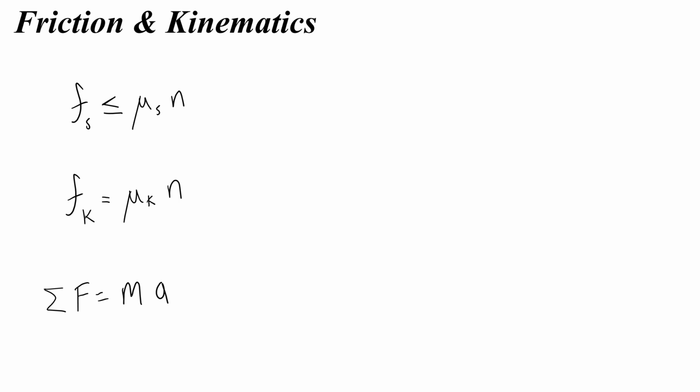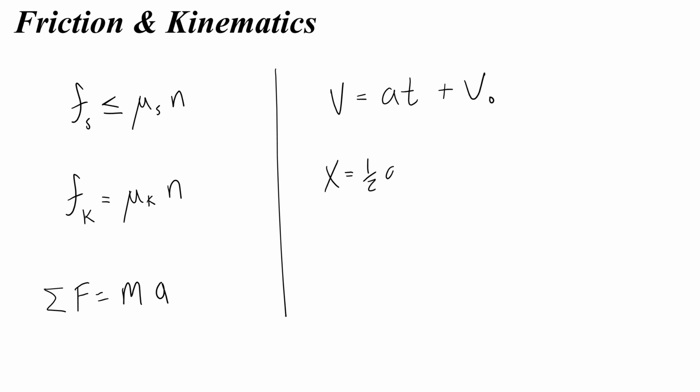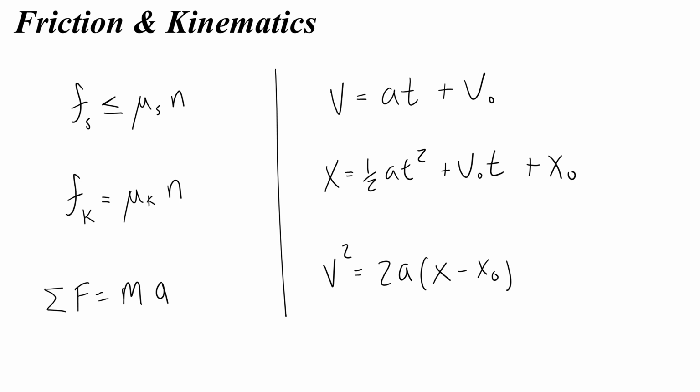In almost every problem, we're going to draw a free body diagram and identify what the net force is. Using that, we will be able to relate it to acceleration. Now, the motion equations that have acceleration in them are v equals at plus v naught, x equals 1/2 at squared plus v naught t plus x naught, which of course you could use for y, and then v squared equals 2a delta x, which you might prefer to write as v squared equals 2a times x minus x naught, plus v naught squared.